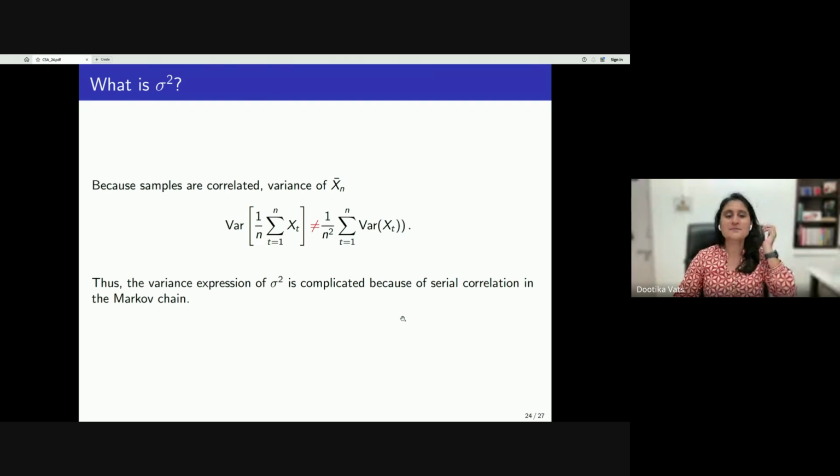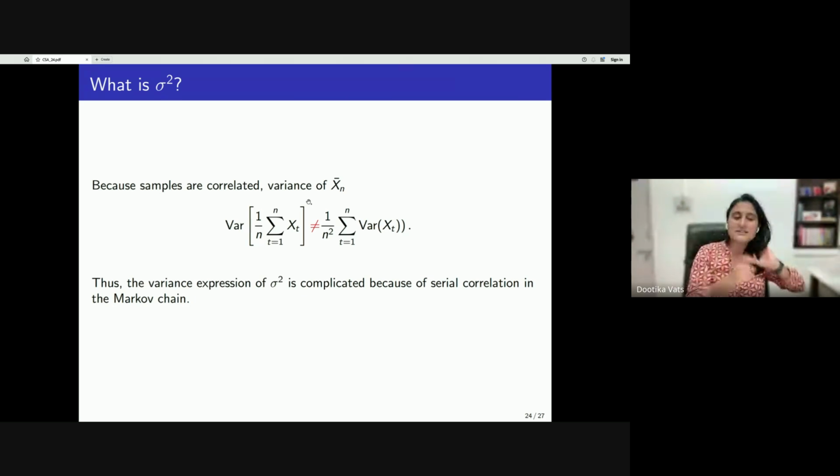So because the samples are correlated, variances are tricky. That's because the variance of x bar, which is this sample average, is not equal to the sum of the variances, which is something I get when I have independent samples. I can't pull the summation outside, so the variance of a sum is not the sum of the variances. It becomes a lot more complicated, okay?